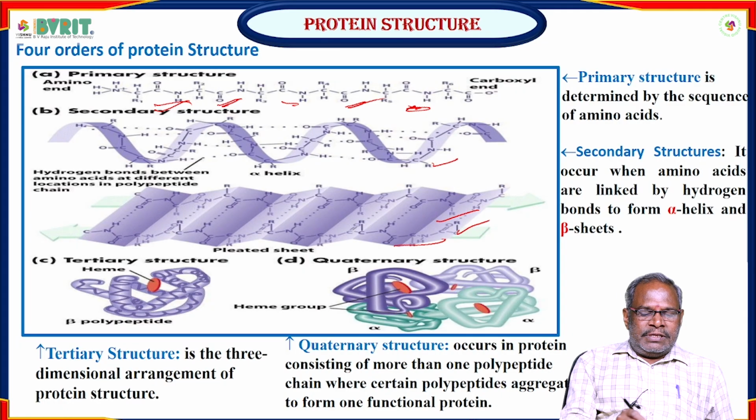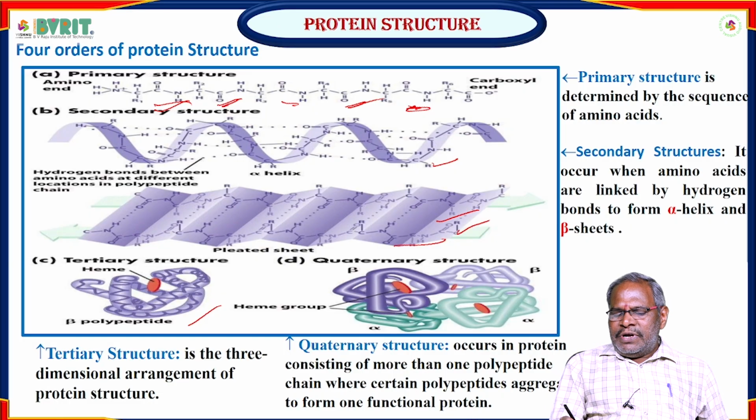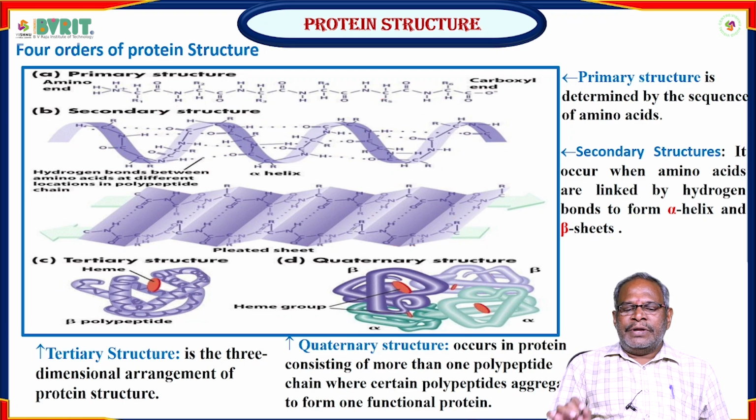Coming to the tertiary structure, it is the conformational arrangement of one alpha and one beta in the protein structure. Coming to the quaternary structure: this is one alpha, this is another alpha, this is one beta, this is another beta. Two alpha and two beta structures are present in the quaternary structure of the protein molecule.